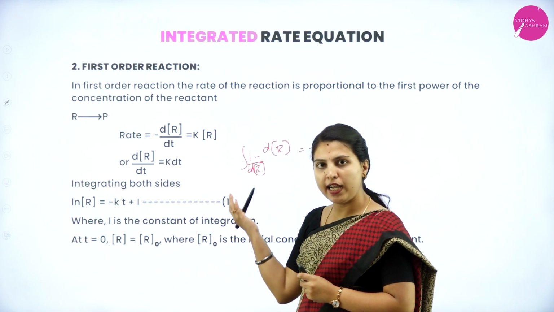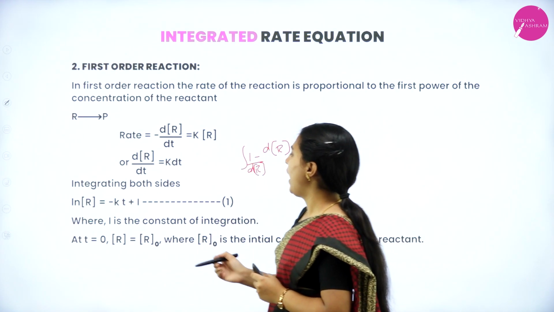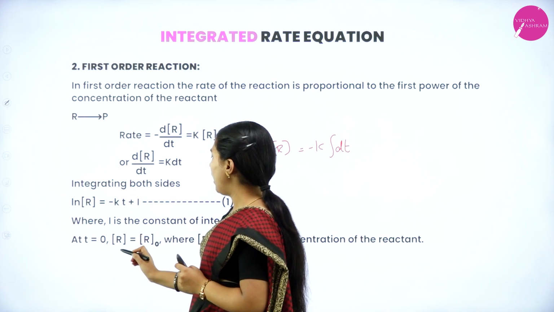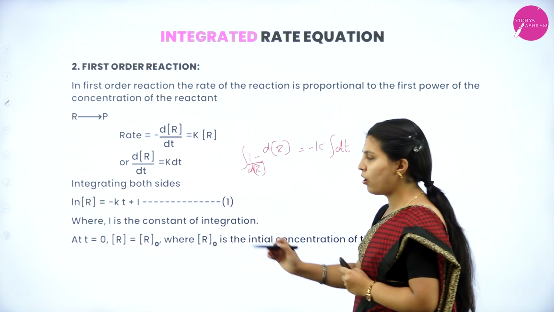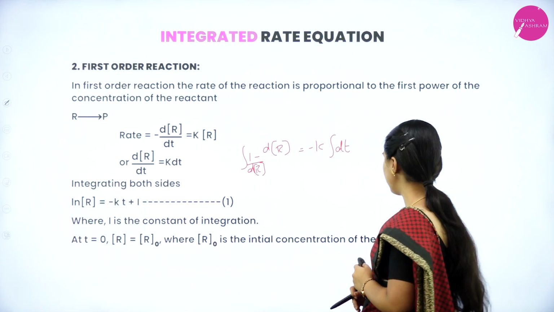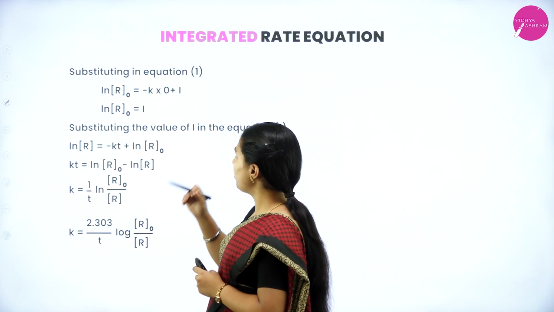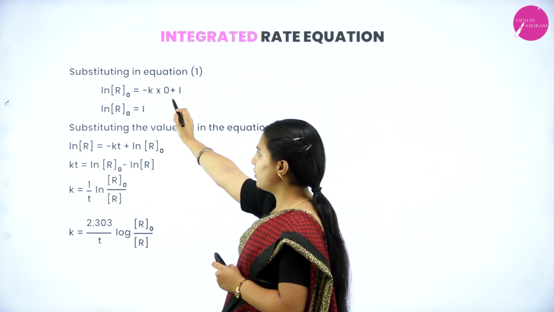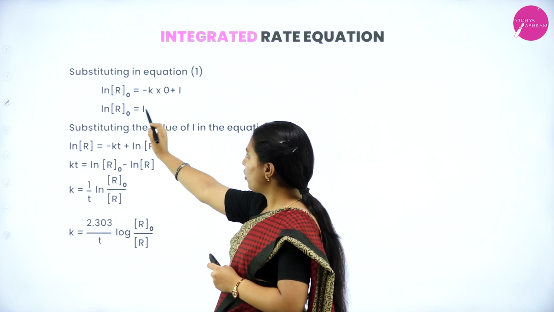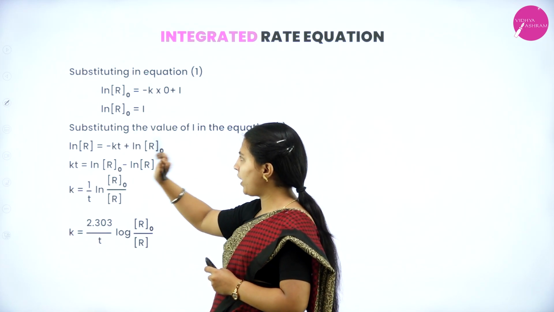We know what I is. I is the integration constant. At time equal to 0, R, that is the concentration, will be equivalent to the initial concentration. Here also R naught is the initial concentration of the reactant. Substituting in equation 1, ln R naught equals minus K into 0 plus I. Here also ln R naught will be equivalent to I.